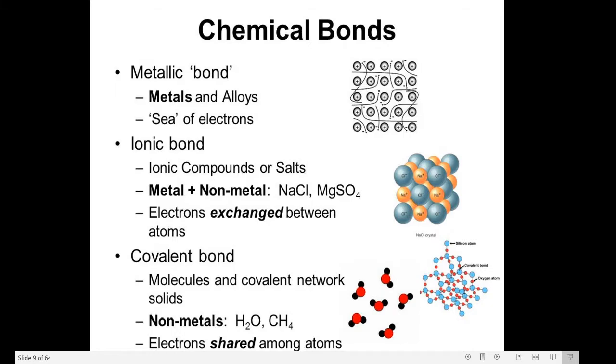Okay, next the covalent bond. In this covalent bond, molecules form a network. This is only applicable for non-metal molecules. Non-metal molecules may be water, methane, hydrogen, oxygen, or glucose. In this covalent bond, we are sharing the electron. We share the electrons between the molecules.